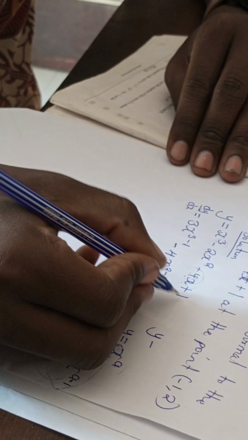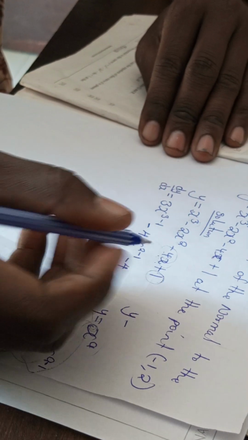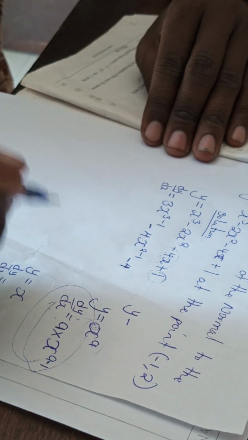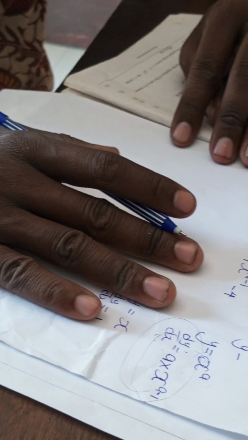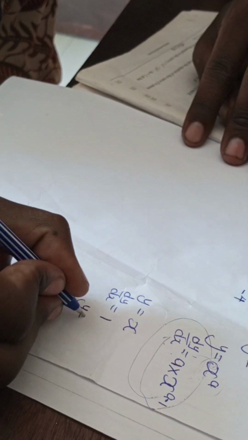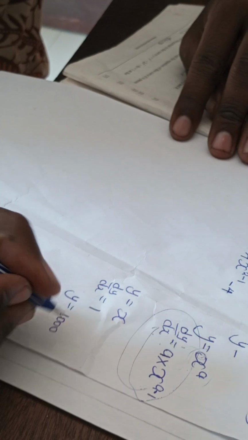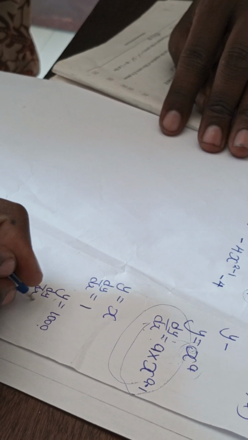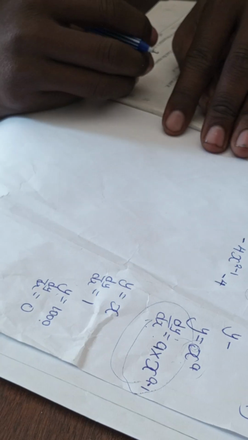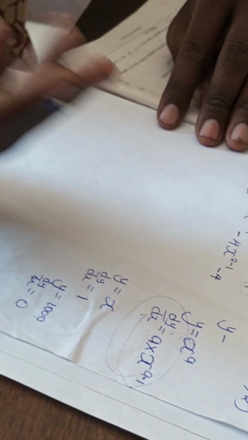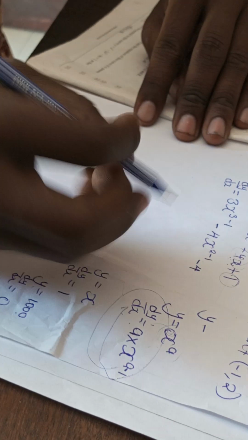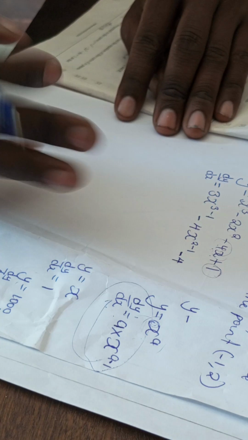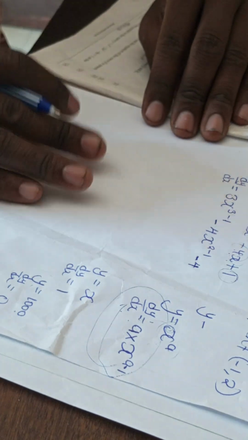Then differentiation of a constant like here is 0. Differentiation of any constant is equal to 0. For instance, y is equal to 1000. When you differentiate this, we're just going to say dy dx is equal to 0. So whether you put 0 or you don't, the fact will remain the same. So just don't include it.